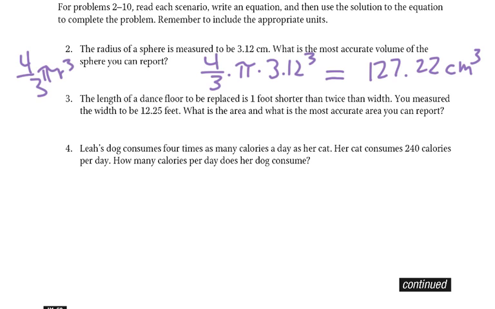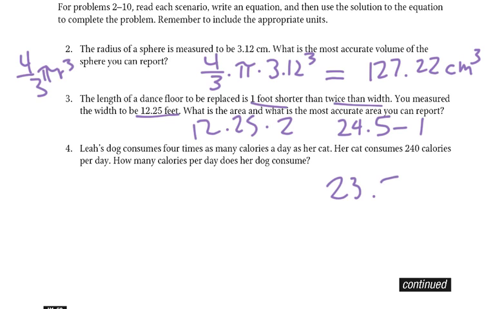Number 3, the length of a dance floor to be replaced is 1 foot shorter than twice the width. You measured the width to be 12.25 feet. What is the most accurate area you can report? So it's 1 foot shorter than twice the width. Width is 12.25. If I double that, times 2, that's 24.5. One foot shorter, so it's 23.5. Area is length times width, so times that by the width, and that's going to give us our area.